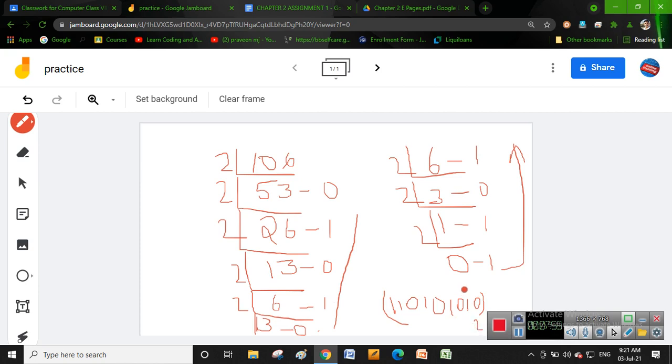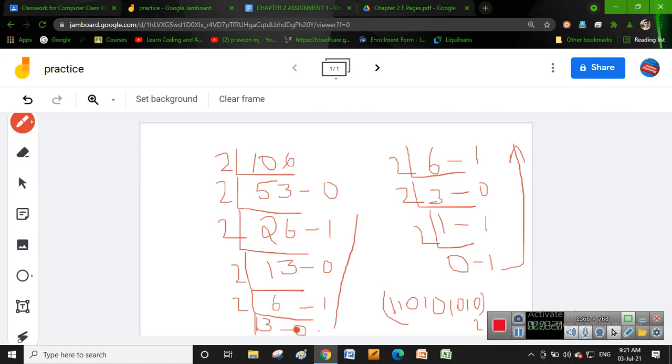Clear? Clear all of you? 106 we have to convert. 2 divides 53 and leaves the remainder 0. 2 divides 53, 26 times and leaves the remainder 1. 2 divides 26, 13 times and leaves the remainder 0. 2 divides 13, 6 times, the remainder 1.